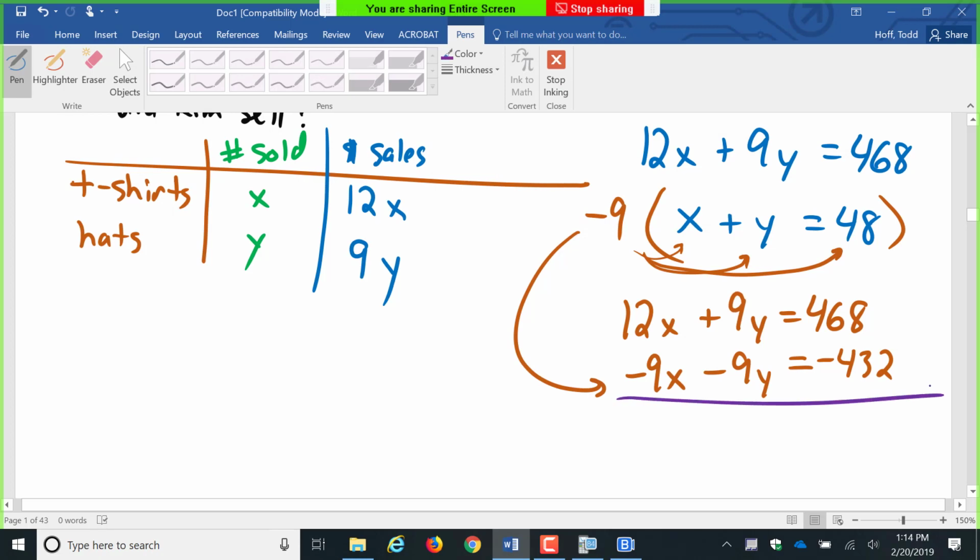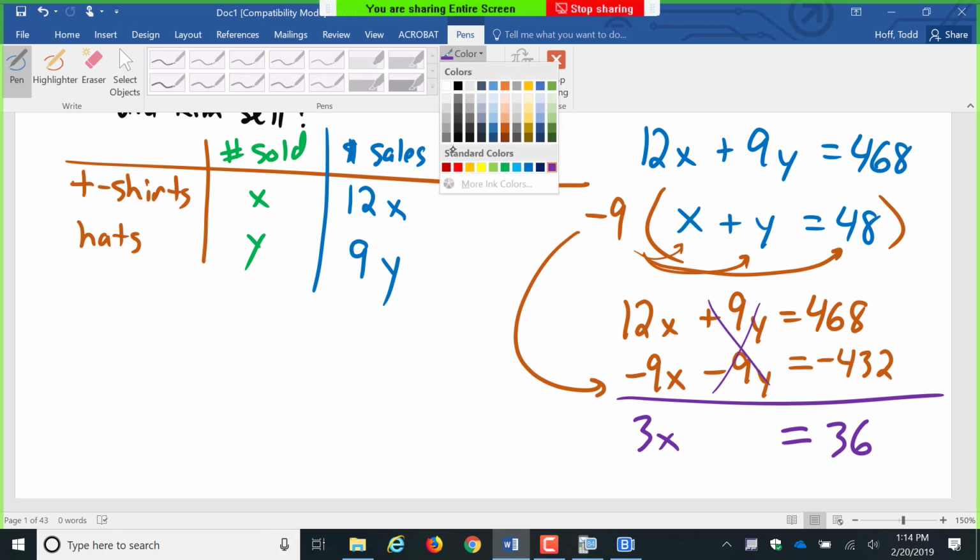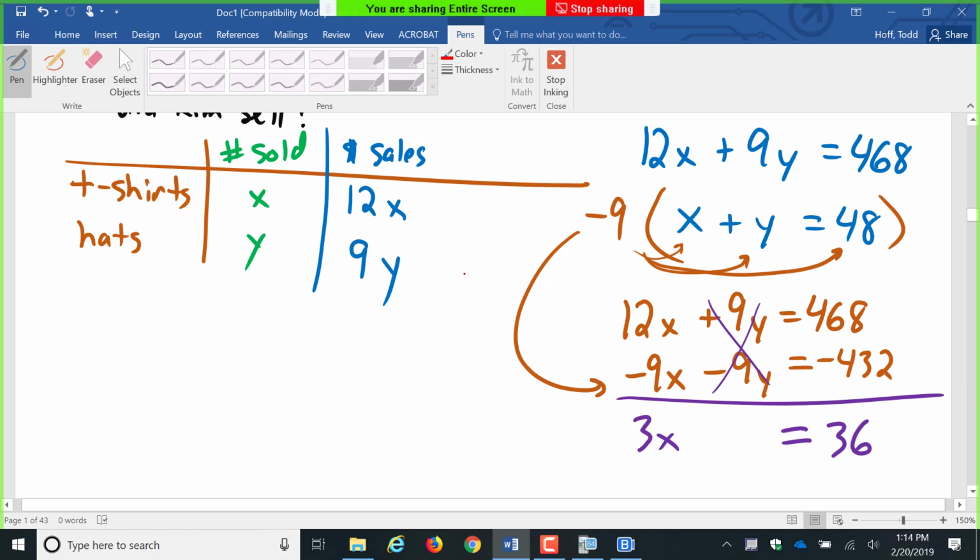And now we're set to do our addition. 12x and negative 9x make 3x. 9y and negative 9y add up to 0, so they cancel out. Equals 468 plus a negative 432, which is 36. What's our next move?